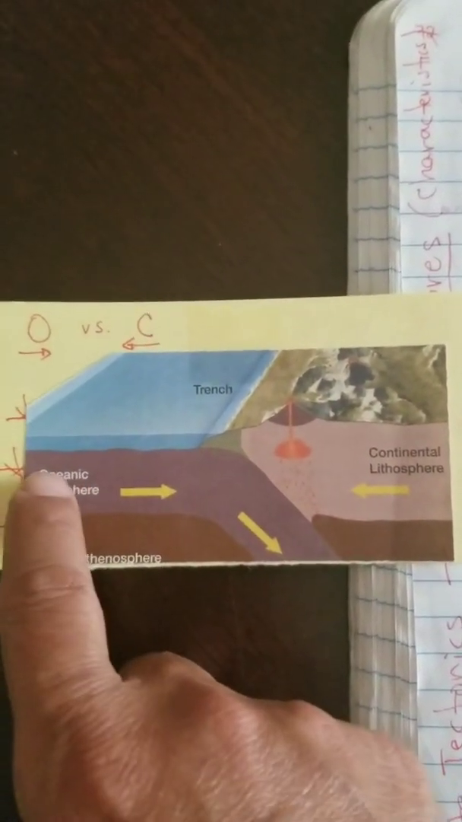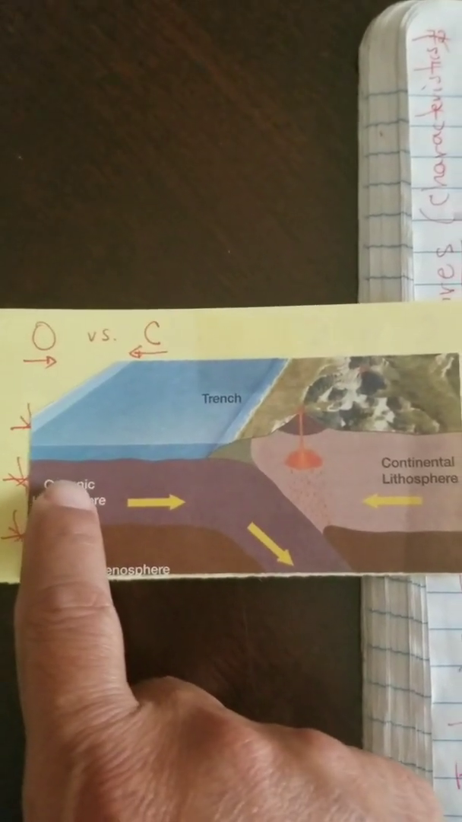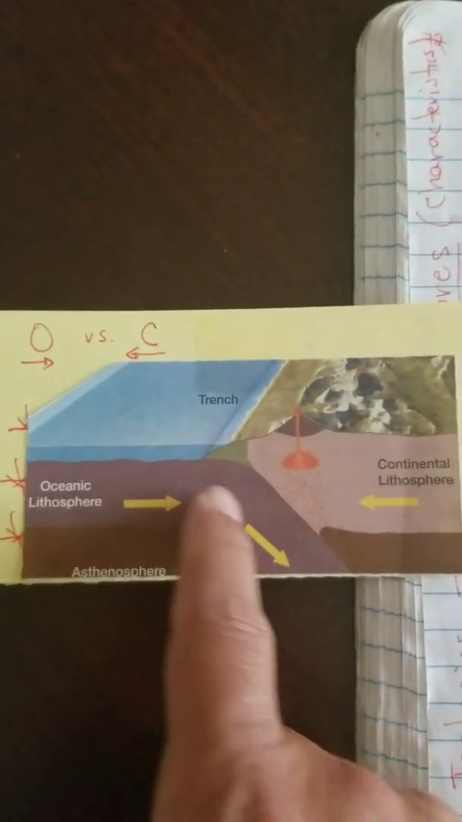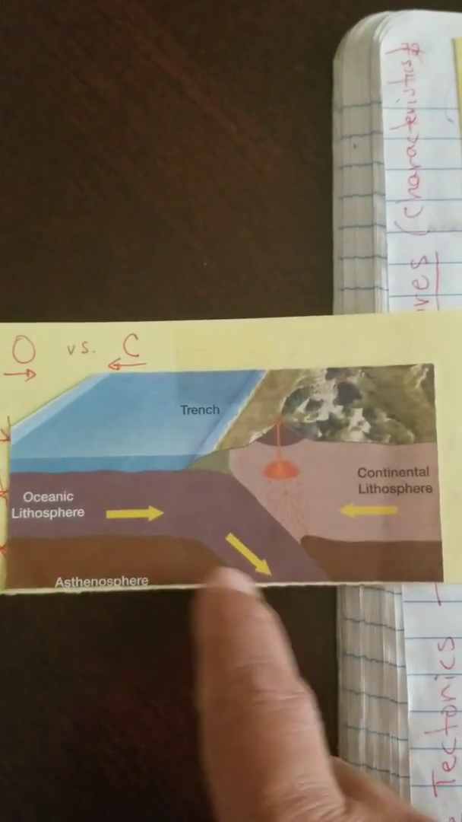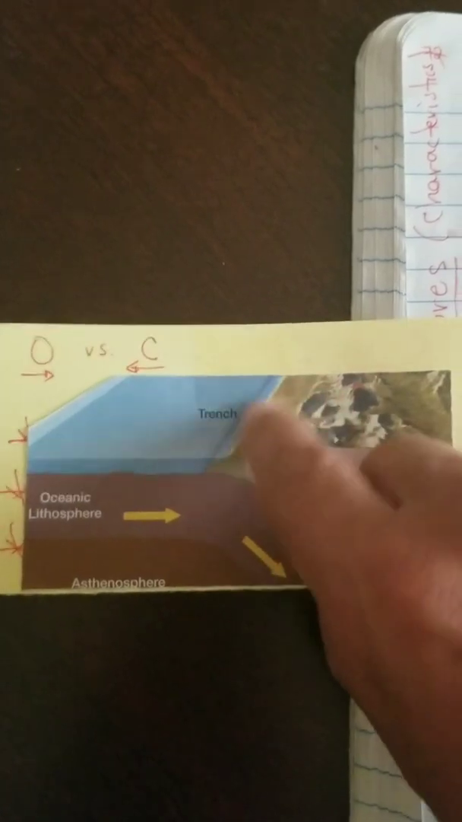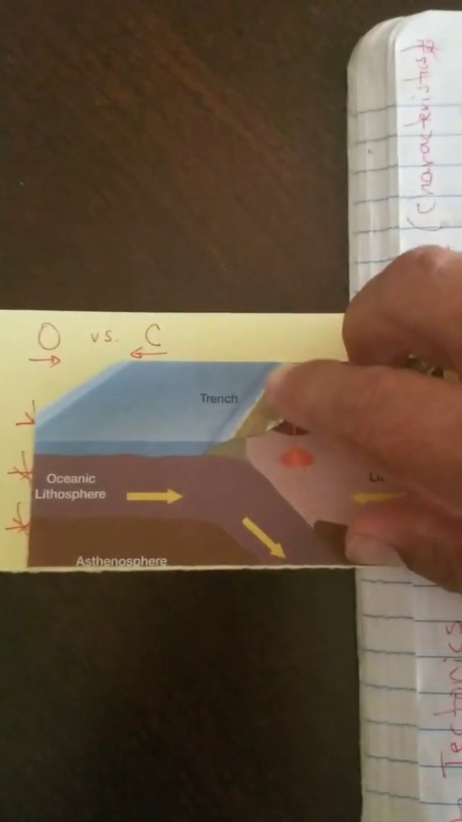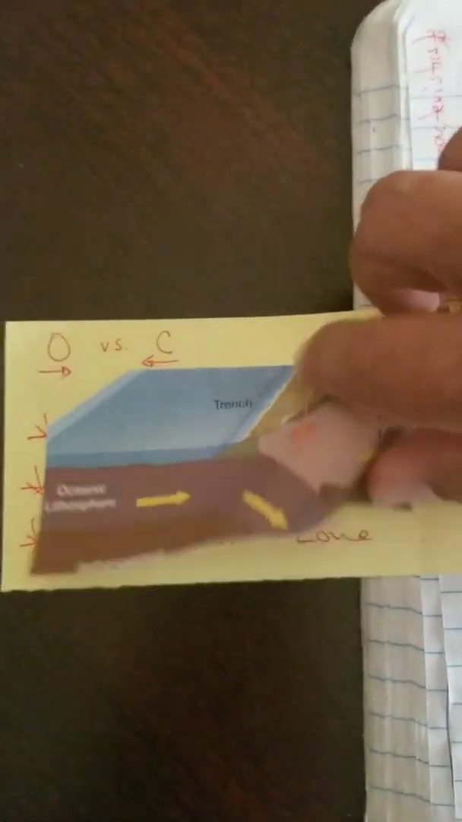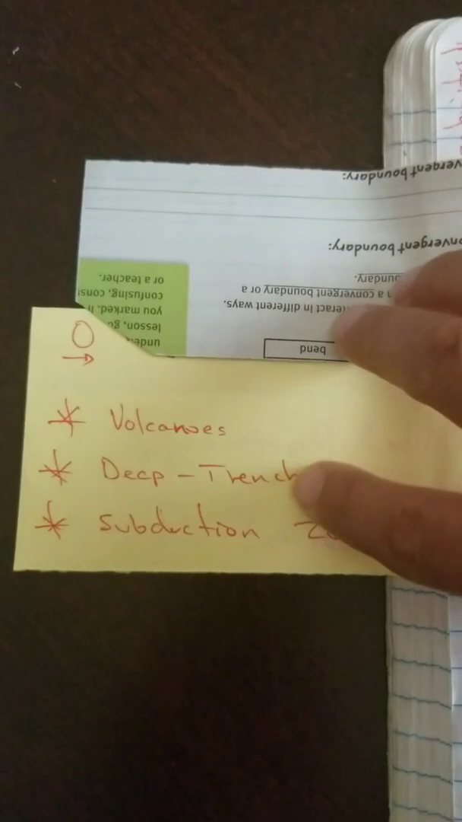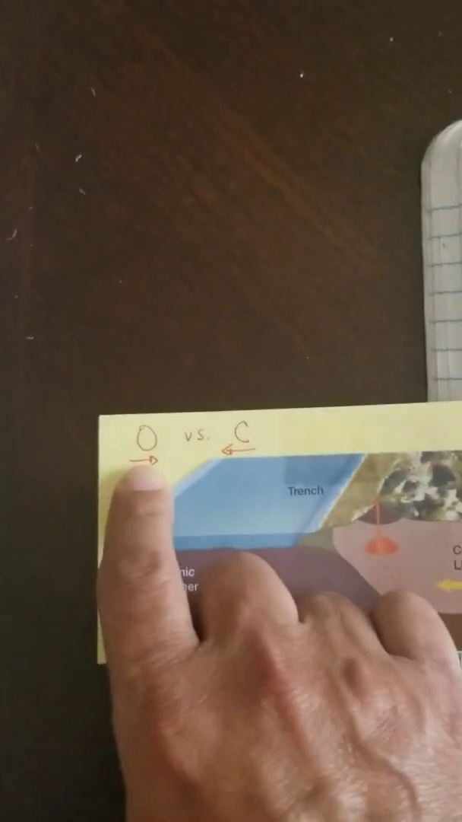Subduction zone is when the plate, the oceanic plate that is heavier, sinks and is destroyed back into the mantle, so it's recycled. All right, this deep trench, you're going to see it in the ocean. So those are the characteristics that you're going to be looking at: volcanoes, deep trenches, and subduction zones. That's when you have an oceanic and a continental plate.